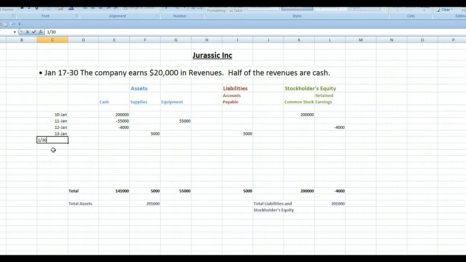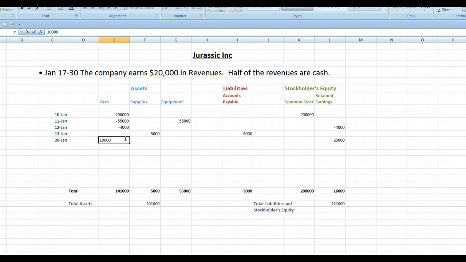Now, we know that the company earned $20,000 in revenues. Revenues are part of retained earnings, and revenues increase retained earnings. So we will put $20,000 as an increase in retained earnings. Now we have to record the equal and opposite reaction, the other side. How did we receive this revenue? We received half the revenues as cash. So you know that $10,000 was received as cash. So cash went up by $10,000.